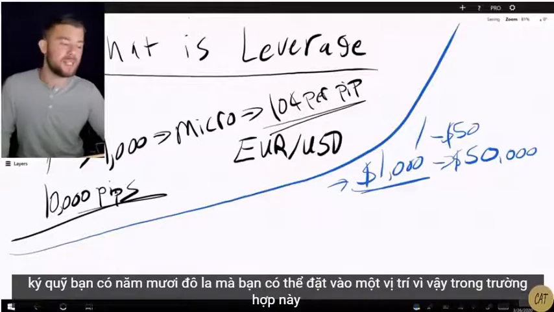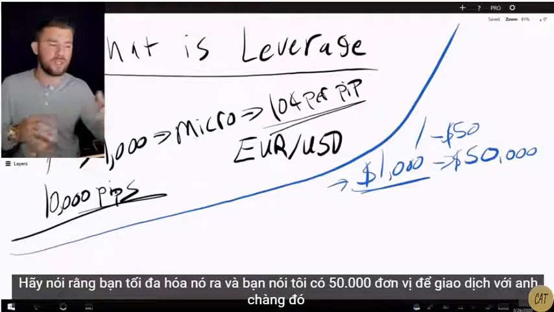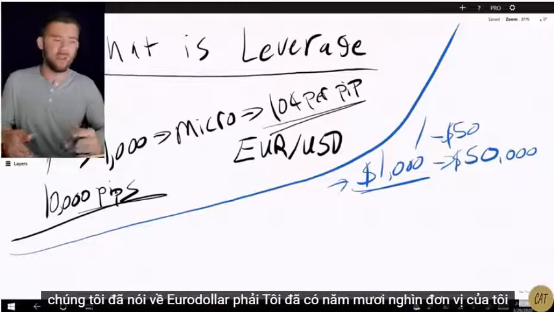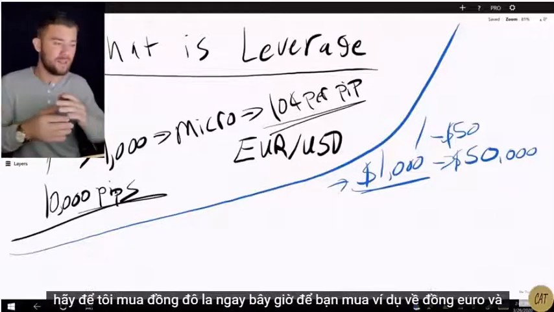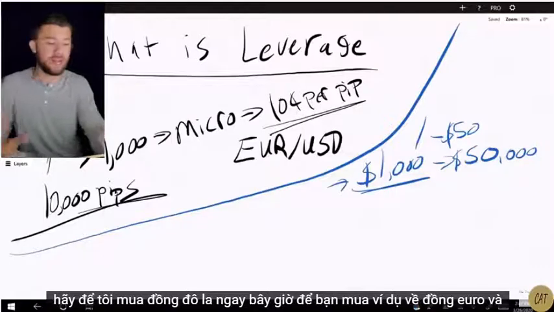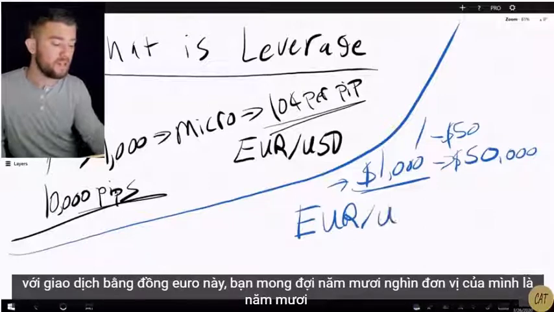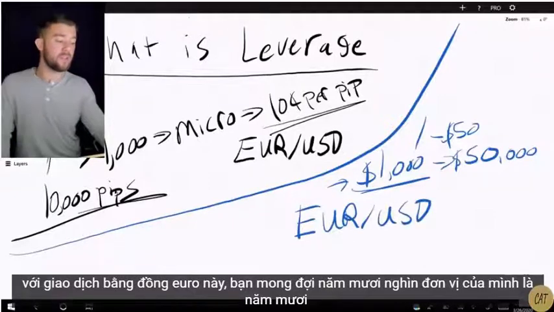So in this case, let's say you say, I have 50,000 units to trade. The guy that we were talking about on the euro dollar, right? I've got my 50,000 units. Let me just buy the euro dollar right now. So you buy euro USD, same example. And with this euro USD trade, you have spent your full 50,000 units.